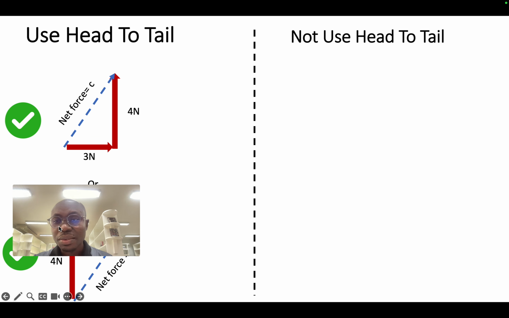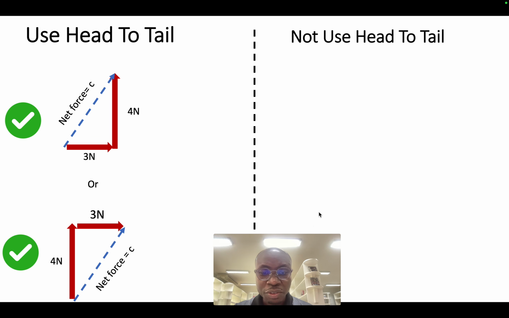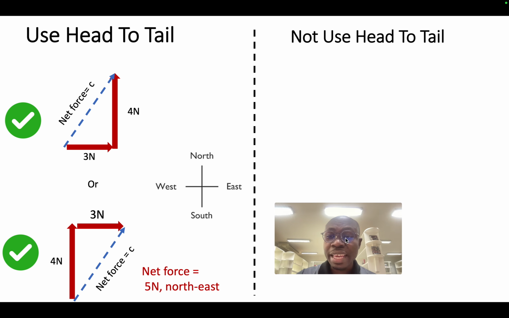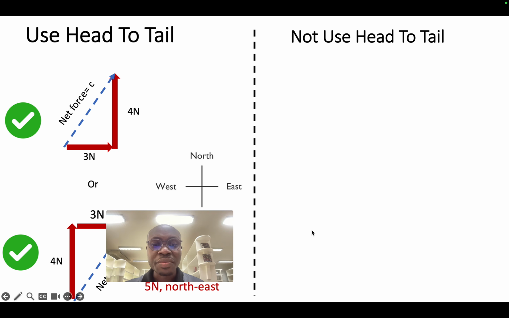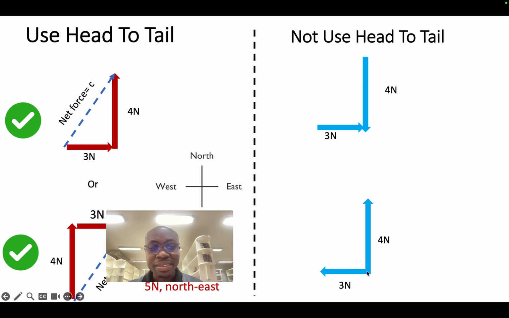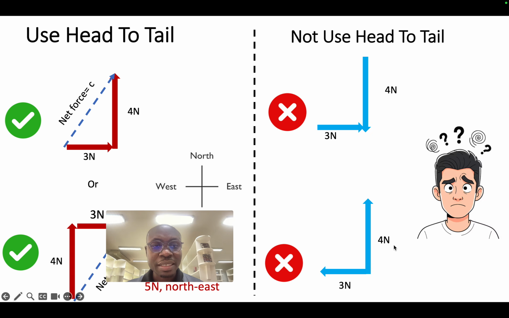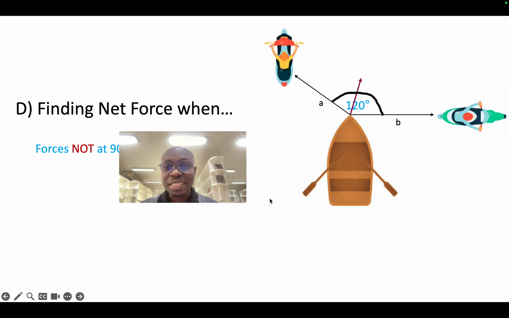Next. So again, when you draw, you have to draw the correct way, right? Head to tail. If you draw from head to tail, the direction will be correct because the direction will be from the tail to the head. But if you don't use head to tail, let's see an example. If you draw like this, head to head or tail to tail, now you don't know where is the direction of the net force. We don't know, right? So always draw head to tail. Let's go to the next part.